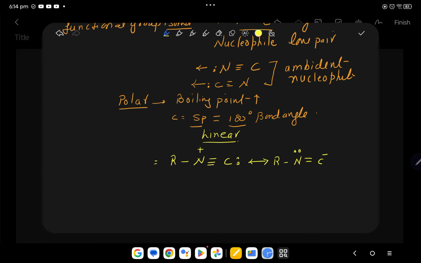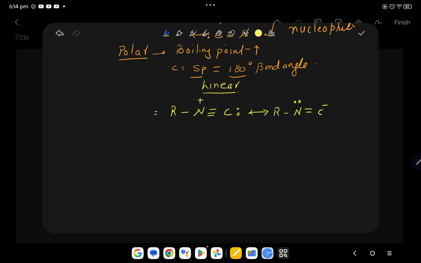And these are their resonating structures. Now, their physical properties and boiling points: they are polar in nature, as I said. So what is your guess? Are they soluble in water?